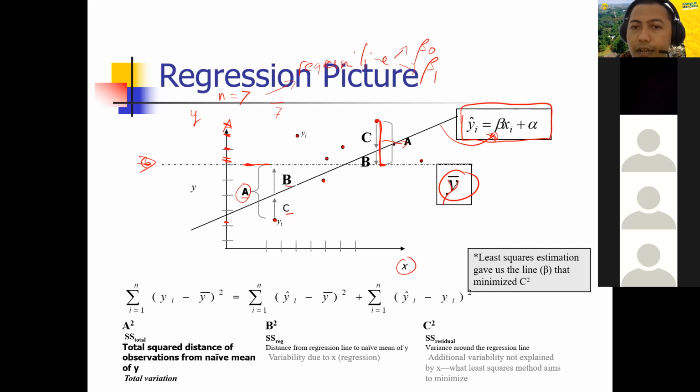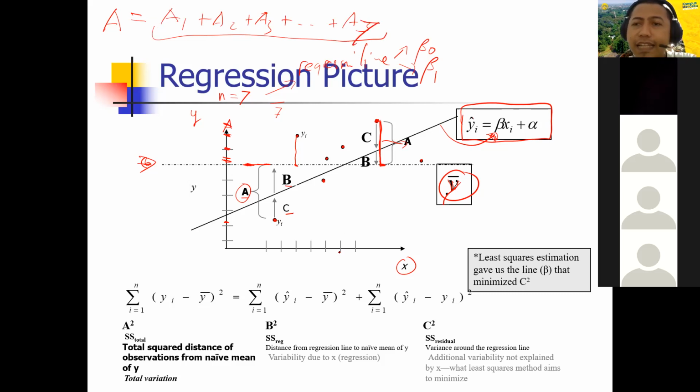Kita bisa mengatakan A adalah error sebuah data terhadap rata-rata Y. Untuk titik ini mana A-nya? A-nya adalah segini, ya. Oke. Nah, error A ini bisa dijumlahkan, maka kita bisa jumlahkan. Ada A1, A2, A3 sampai dengan A7. Ini jumlah errornya untuk seluruh data. Ada 7 data di sini.